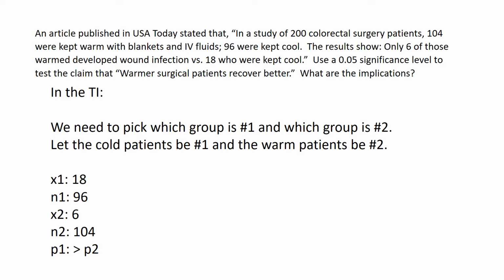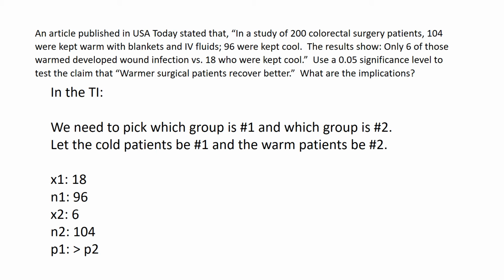X1 is the number of successes in the first group. So successes are infections. So we have 18 infections out of 96 sample size. X1 equals 18, N1 equals 96, 1 because it's the cold group. In the warm group, we have 6 who developed infections, so 6 successes, X2 is 6, and the sample size was 104. So N2 is 104.